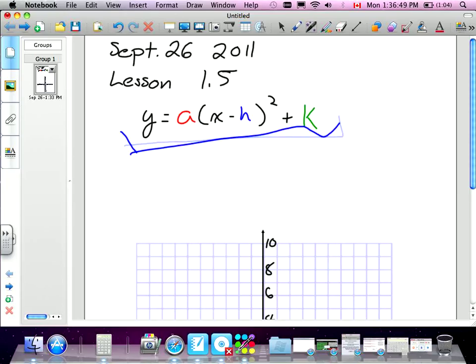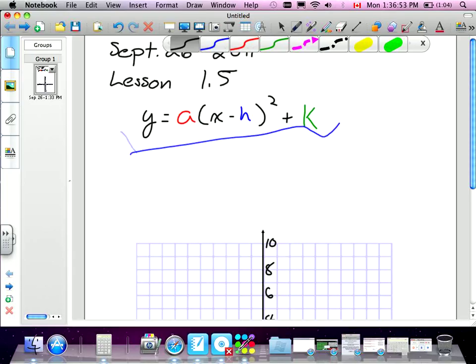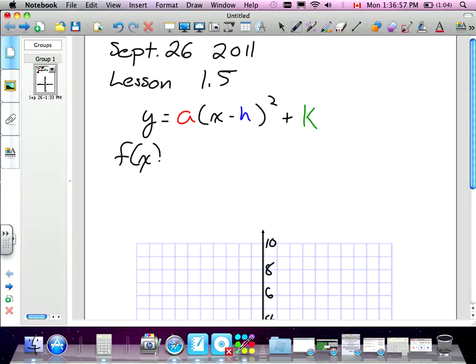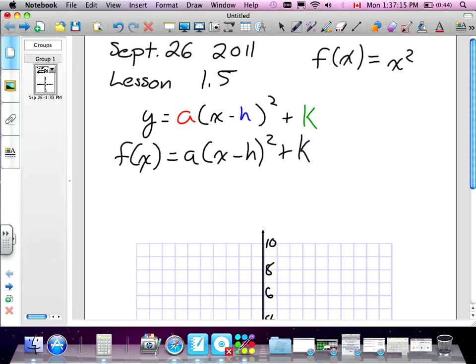This is a quadratic, and the a, h, and k represent all kinds of variables. So if you guys remember, first of all, we have been writing things in f of x form. So you can rewrite that like this if you like. And this is a version of what is called a parent function: f of x is equal to x squared. So f of x equals x squared is really like our original parabola.